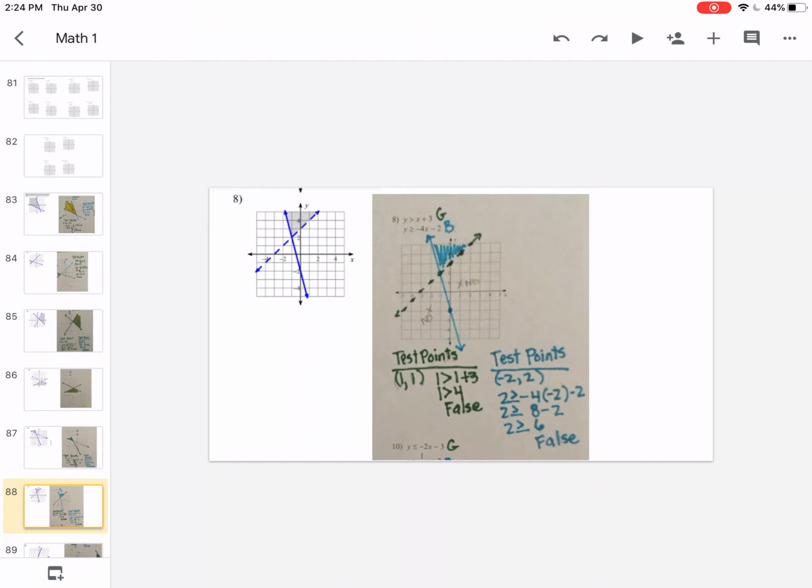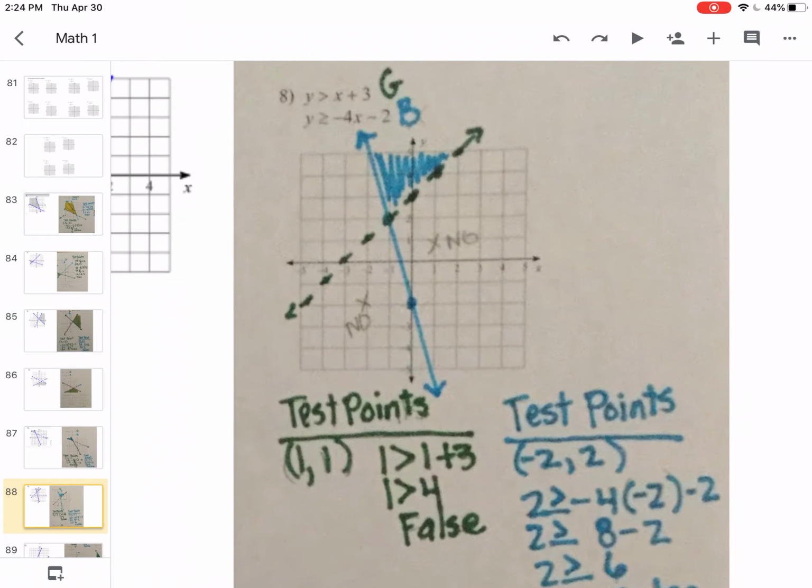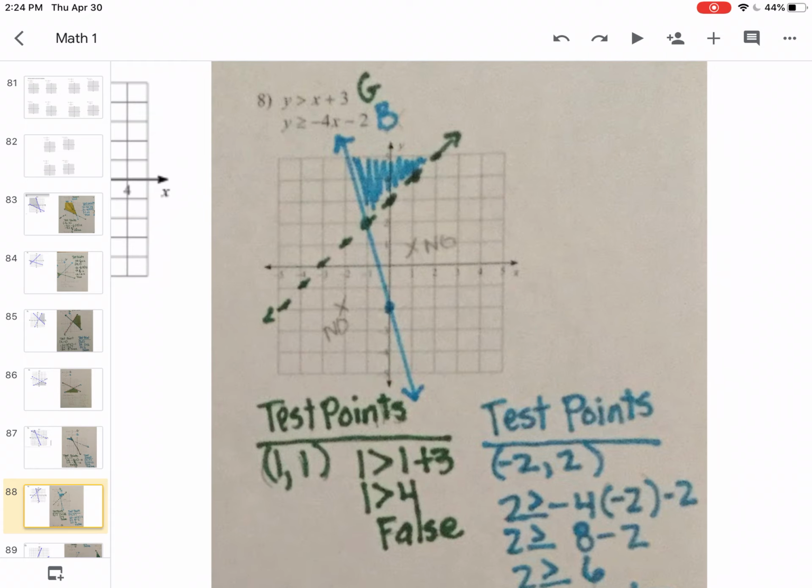Okay, so for the next one, I did the test points, okay, so you could see the green ones on one side, the blue on the other, and you could see when I found out they're false, I marked no, no, to remind myself that that won't be shaded, okay, and where they intersected, I was able to shade.